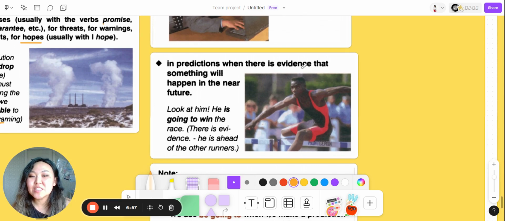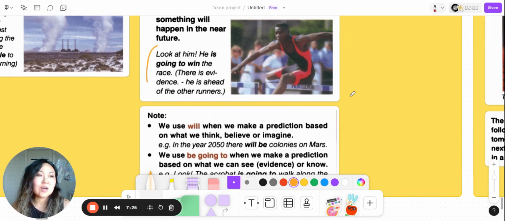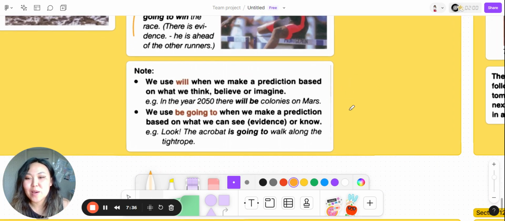Next one, in predictions when there is evidence that something will happen in the near future. So here we see a picture, and this athlete is going to win. So the sentence sounds like, look at him, he's going to win the race. This is evidence. We can see it, it's going to happen. So if something is visible, we can use going to. For example, I see that there is a cat walking on someone's balcony, and I can say that it's going to fall because the cat is kind of balancing on the edge of the balcony.